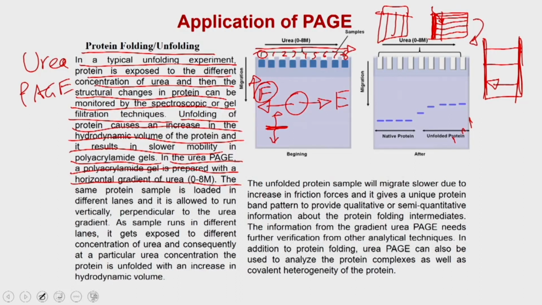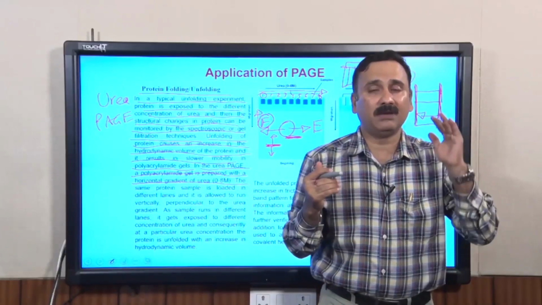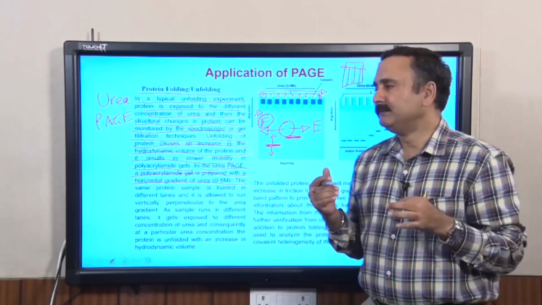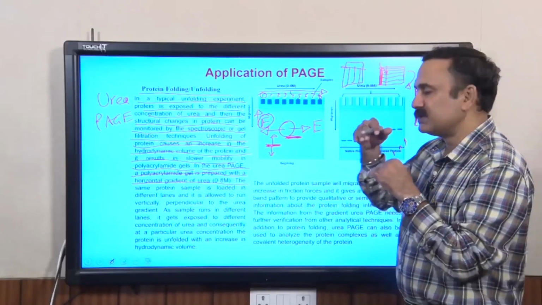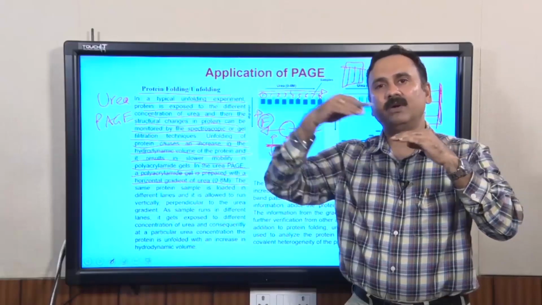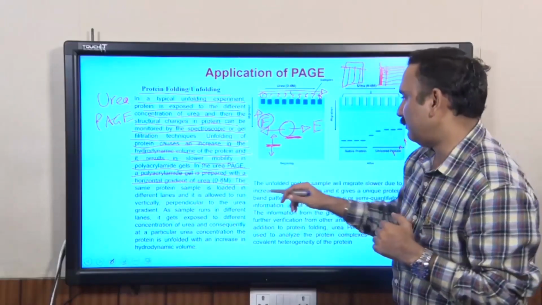But if you increase the frictional forces, the bands are going to be immobilized slightly higher, because they are now losing electrophoretic mobility. Because of that, if the protein is getting unfolded, you will see that the band is going up, and that is what is happening.